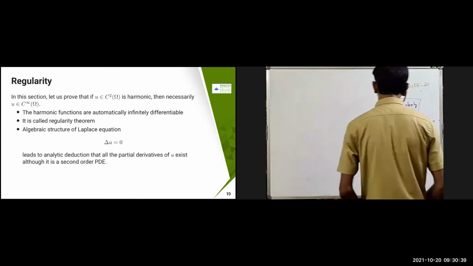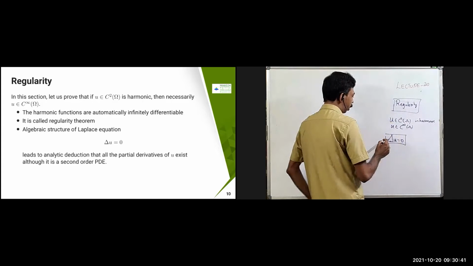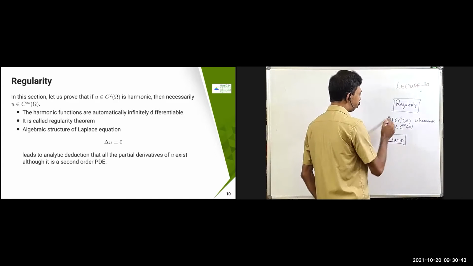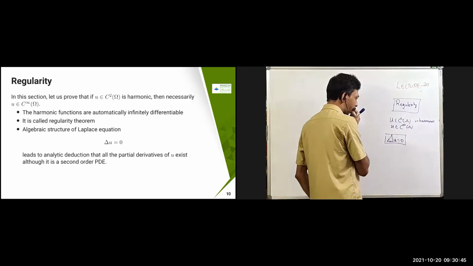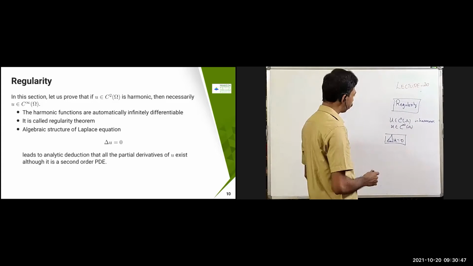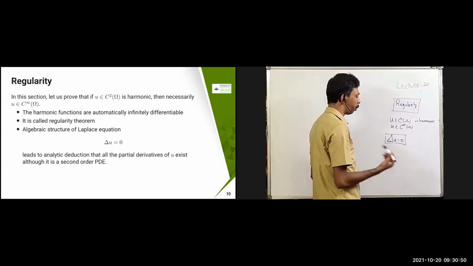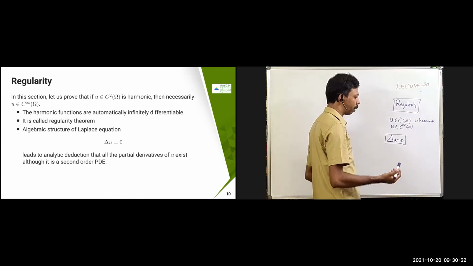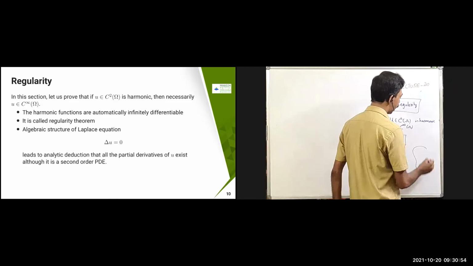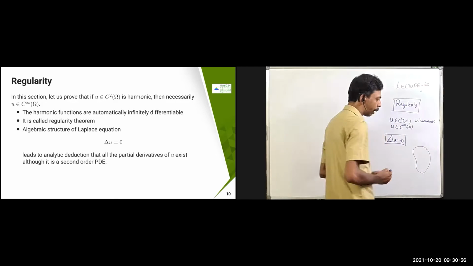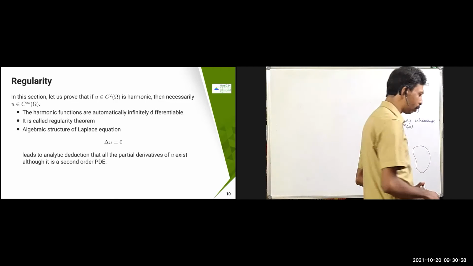Because what you are trying to prove is that del u equal to 0, for which you are trying to find a u belonging to C square of omega. But what you are getting is that u belongs to C infinity of omega. That means you are just trying to dig a land to find some water, but instead you got gold. You'll be very happy, right?